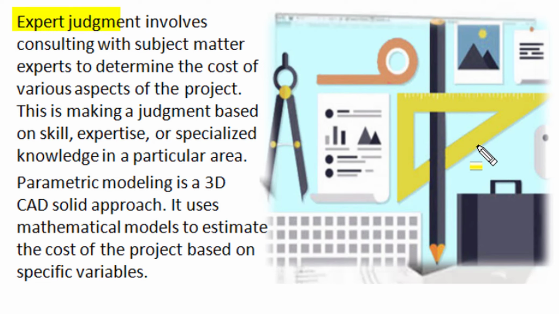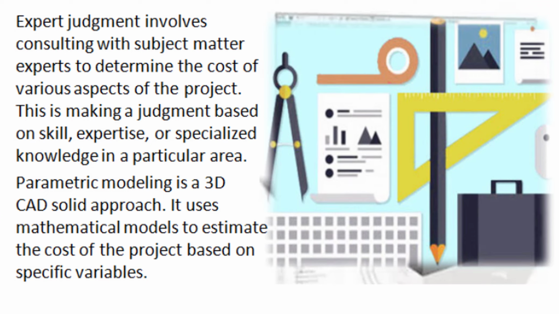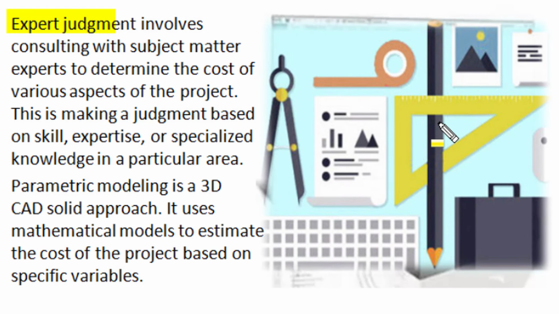It involves consulting with subject matter experts to determine the cost of various aspects of the project. The scope of the project is well defined. A detailed design, all connected drawings and specifications are prepared, and then different quantities of material and services are calculated as per specification, and from a market survey the rates for the same supply of material and services are obtained, and item wise total cost is calculated, and summation of all those will give us total material and labor cost, and then we add contingency on it to get the total cost. This is making a judgment based on skill, expertise or specialized knowledge of experts in their respective areas, and based on those we can make an estimation of project cost.